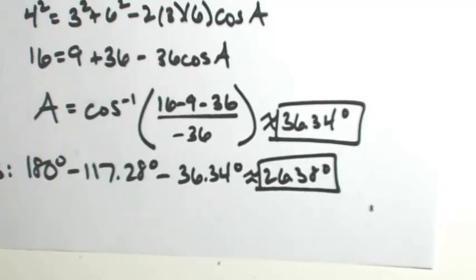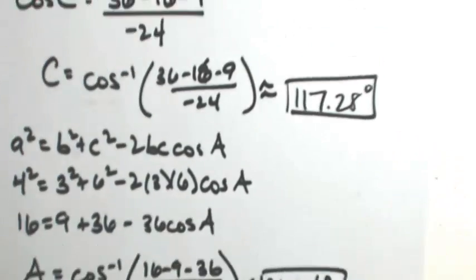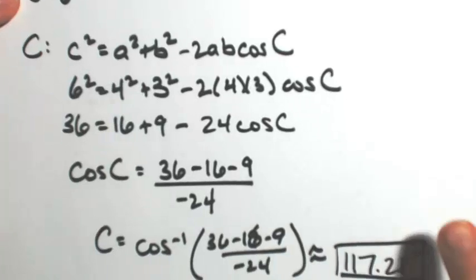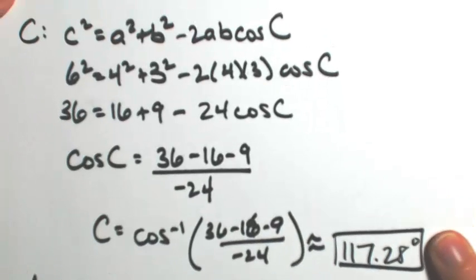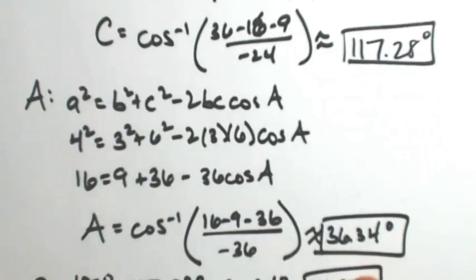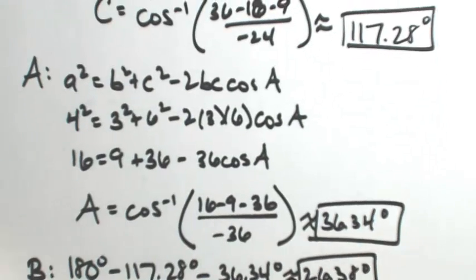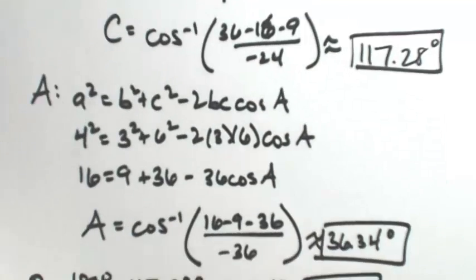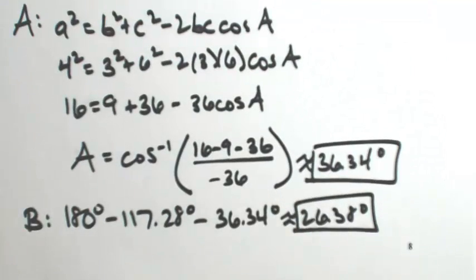Okay, again, there was no rhyme or reason of why I started with angle C. I just wanted to point out that the largest side, which was side C, should yield the largest angle, which it did. The next largest side, which was side A, should yield the second largest angle, which it did. And then the smallest side, which was side B, should yield the smallest angle, B, which it did.